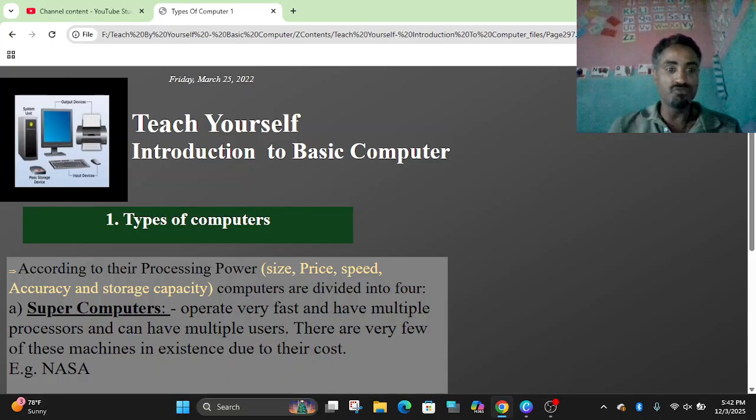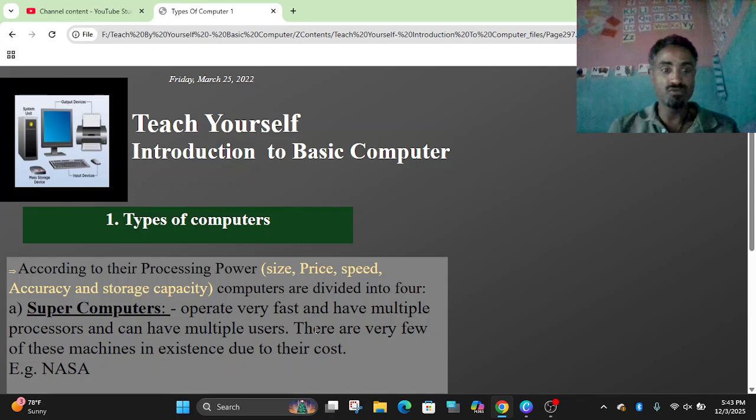There are very few of these machines in existence due to their cost. They are very expensive, the most expensive, the largest, the fastest, and the largest in storage capacity compared with other types of computers. There are very few of these machines in existence due to their cost, especially their size and their speed.